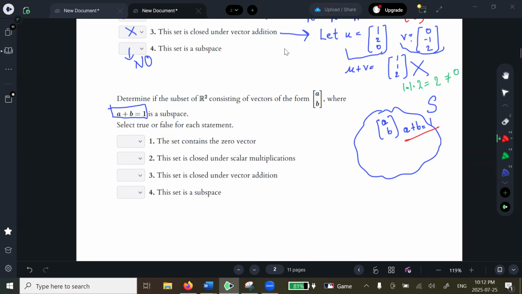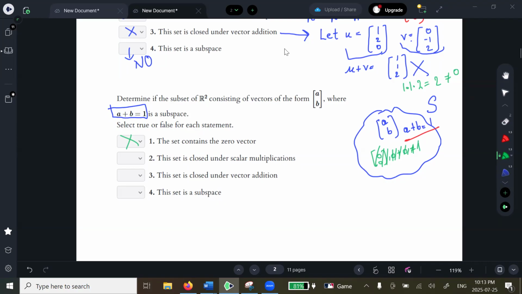Does this set contain the 0 vector? Now that's pretty straightforward. 0, 0, if I put it in the set, 0 plus 0 does not equal 1. So this guy is going to get kicked out. It cannot be in the house because it doesn't satisfy the condition. So no. It failed the basic condition, right? Then in the exam, you will have to answer these two.